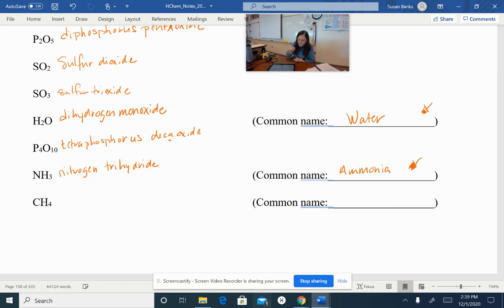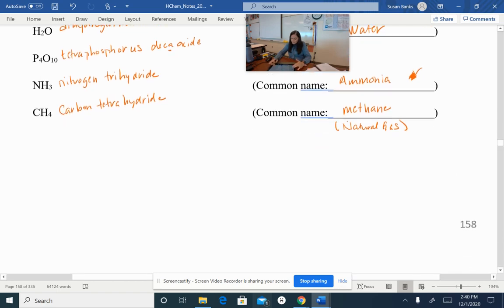Okay, and CH4, this is carbon tetrahydride. The common name for this is methane. You guys know it as natural gas. Natural gas is mostly methane. It has some ethane and propane in it, but it's mostly methane. So there you go.